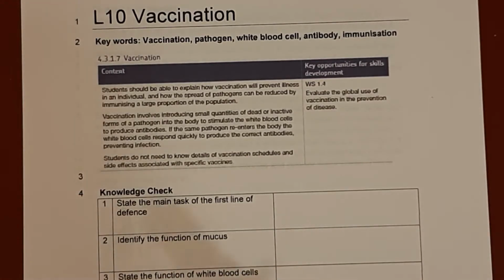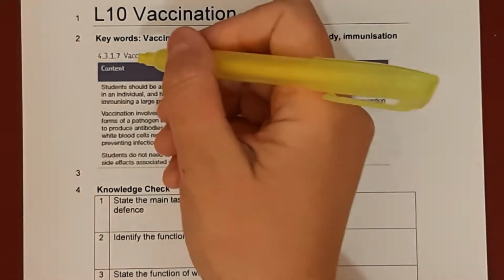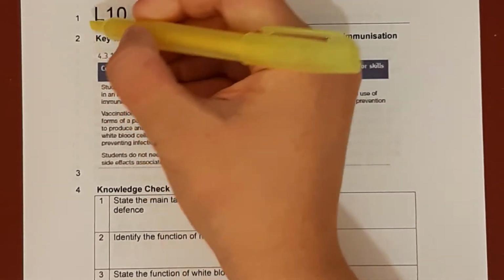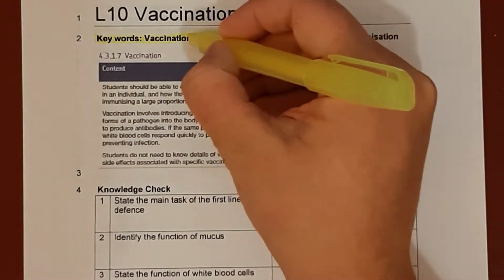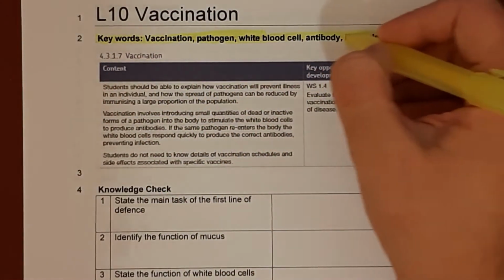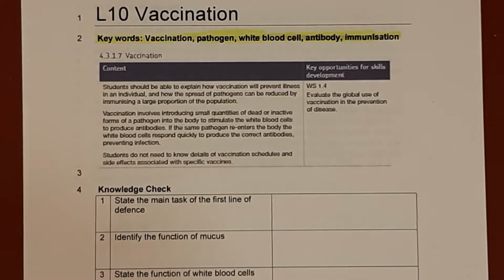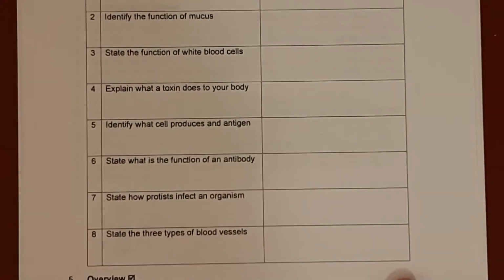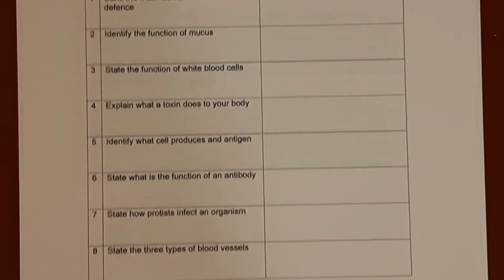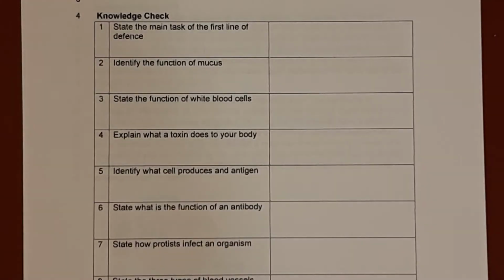Lesson 10, vaccination. So today's keywords are vaccination, pathogen, white blood cell, antibody, and immunisation. So to start our lesson off, I would like you all to complete the knowledge check activity, please, and pause the video whilst you do this. Okay, let's go through that.